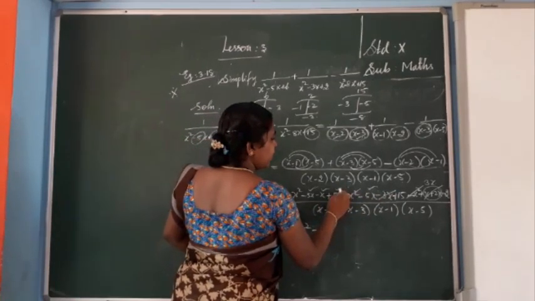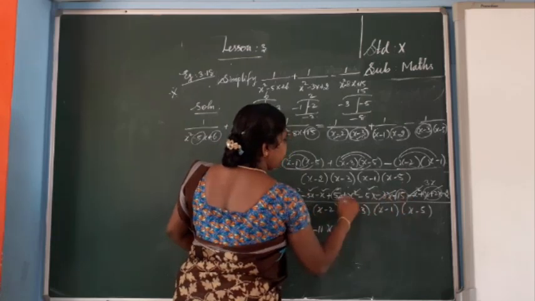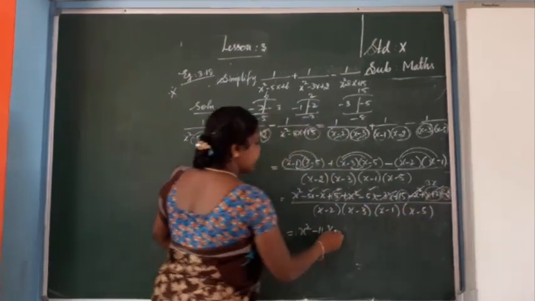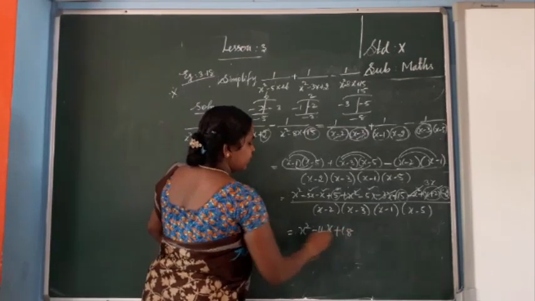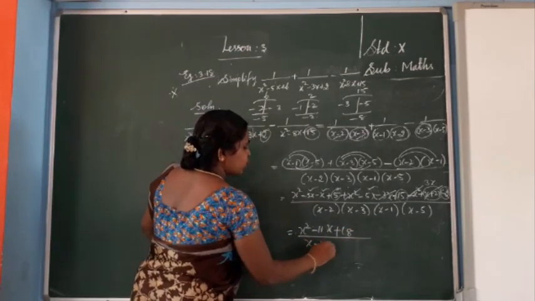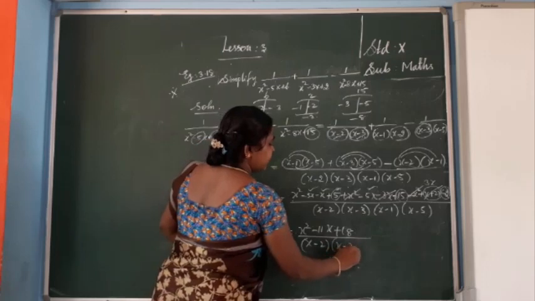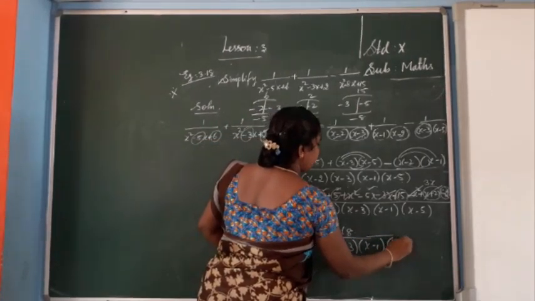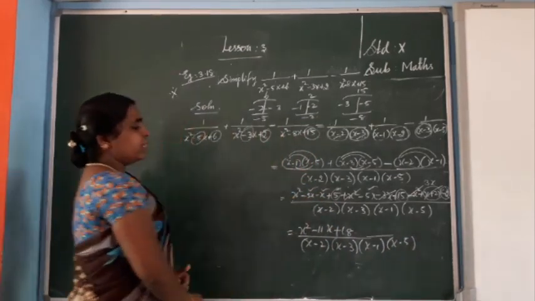Next, concentrate on the constants. 5 and 15, 5 plus 15 is 20. 20 minus 2 is 18. So plus 18, divided by x minus 2 into x minus 3 into x minus 1 into x minus 5. Now you see the numerator.